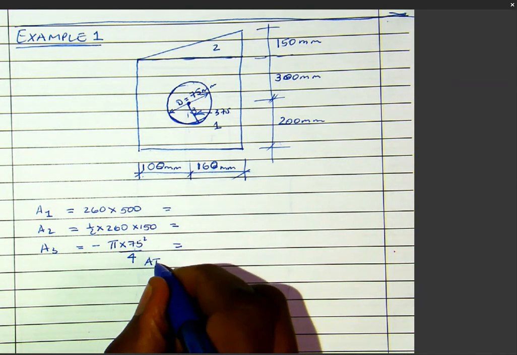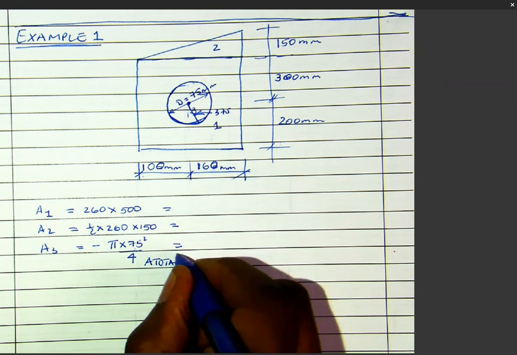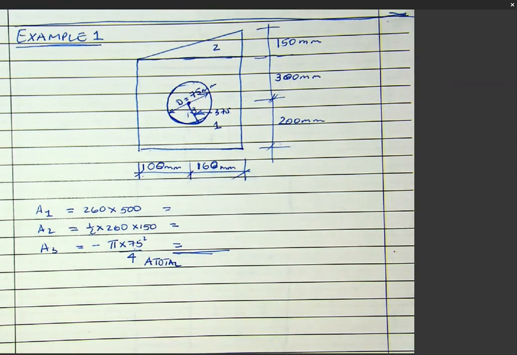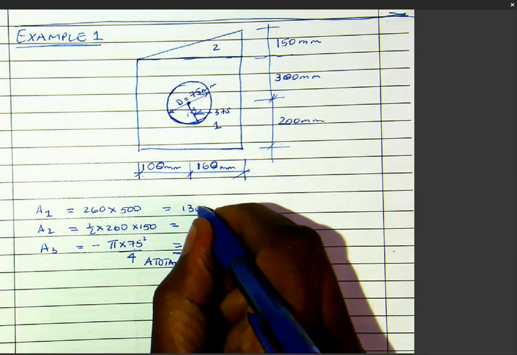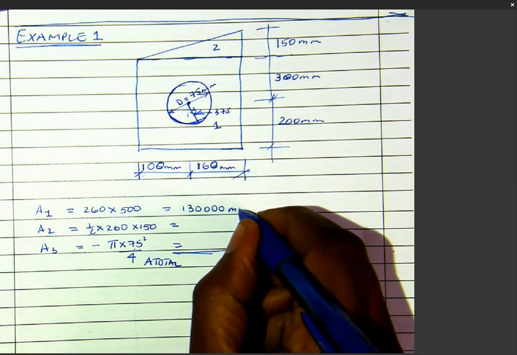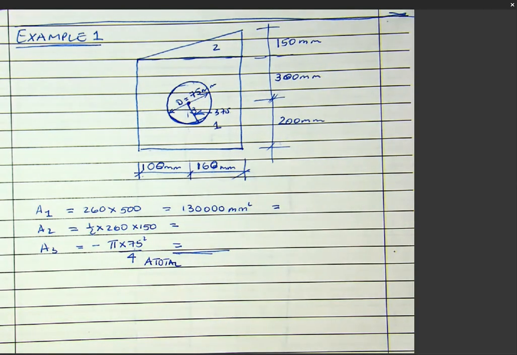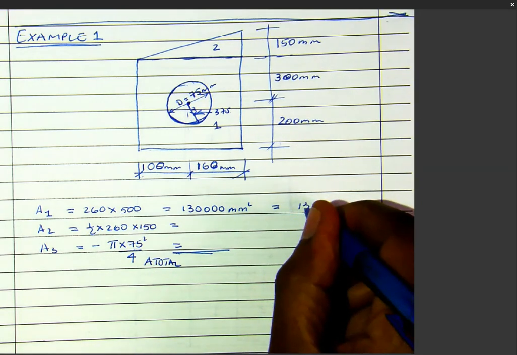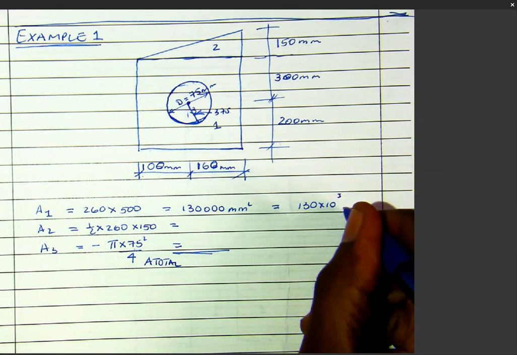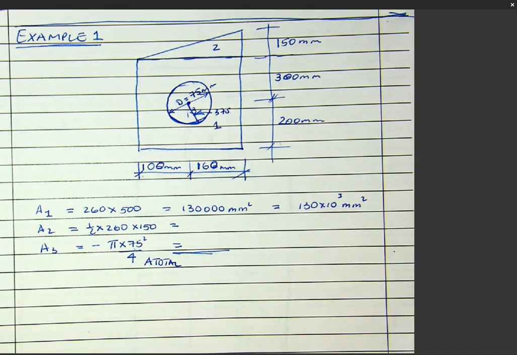Okay, I'm done with my areas now. So, calculating my areas: 260 times 500 is 130,000 square millimeter. I don't like working with those values, so that is 130 times 10 to the power 3 millimeter squared. It's the same thing, guys.